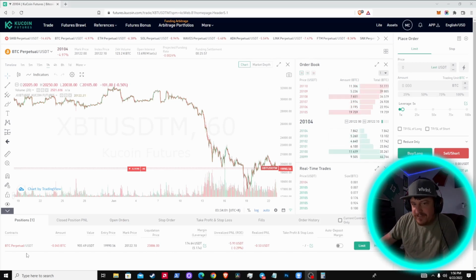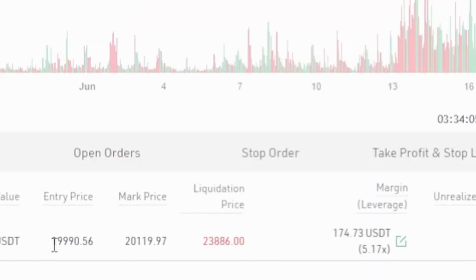In the case of this position that I have open, it's saying that I opened at around 19,990, so close to 20K. Obviously I'm hoping for, or planning for, Bitcoin to drop back down to 19 or 18 something and make profits that way. But if I left this position open all the way till Bitcoin pumped up to $23,886, I would lose this entire amount over here of around $175.